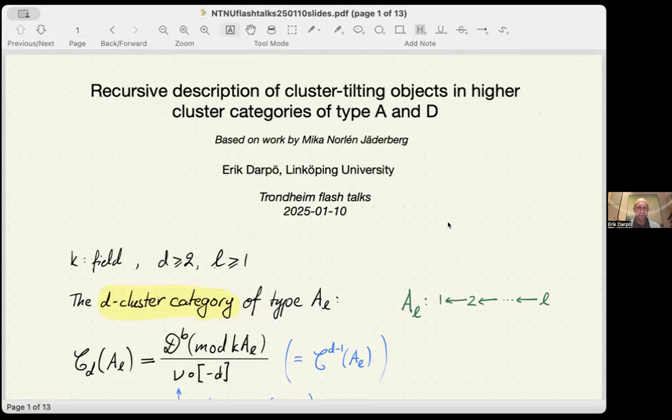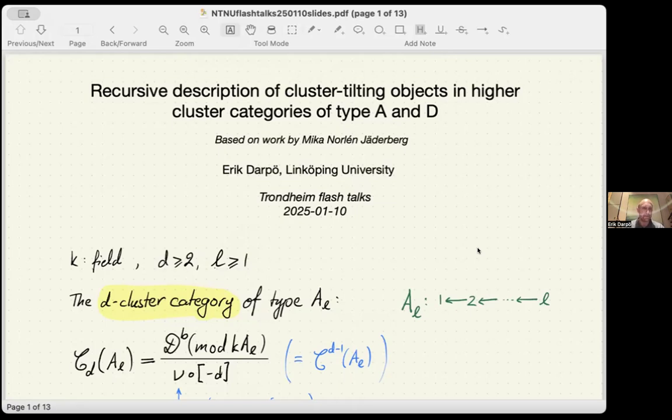Thanks for the invitation. I'm going to speak about a work by Mika Norlén Jäderberg, who's my PhD student in Linköping, who's been working with certain functors between higher cluster categories that in certain cases allow us to take a cluster tilting object in one cluster category and break it apart into cluster tilting objects in some way easier cluster categories.